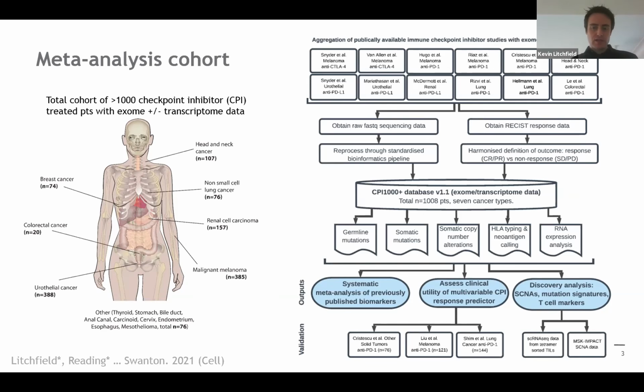And then in this study, as I said, we wanted to do a systematic review of previous biomarkers from the literature, and I'll show the results in a second. And then we wanted to assess the clinical utility of biomarkers either together or combined as a multivariable predictor of checkpoint inhibitor response. And then with this bigger data set, to see what discovery analysis could be conducted to find new and not previously reported biomarkers.